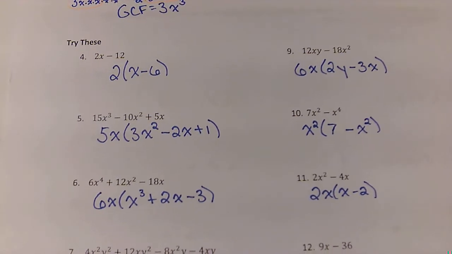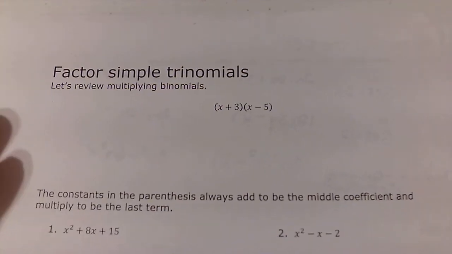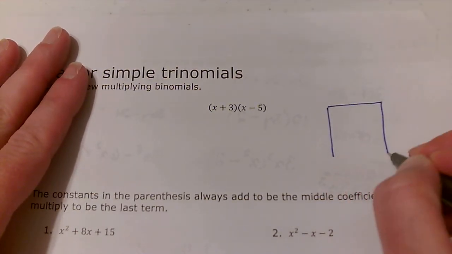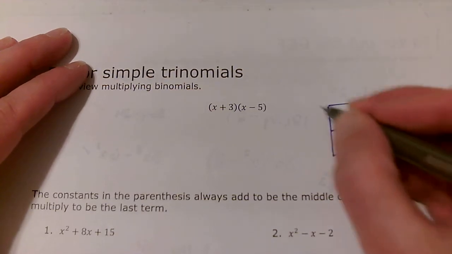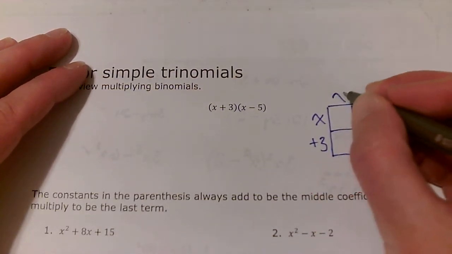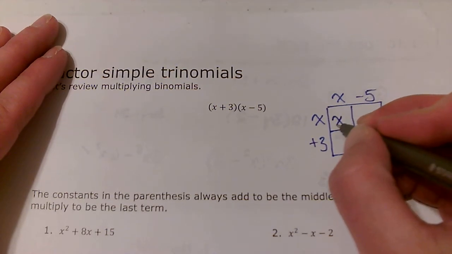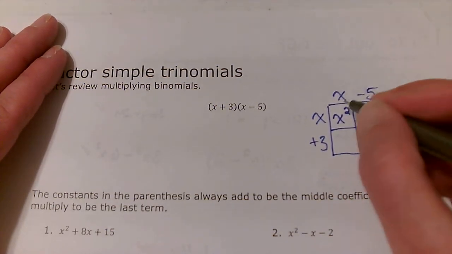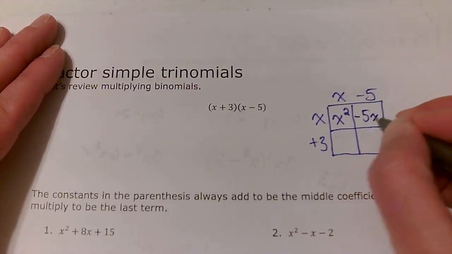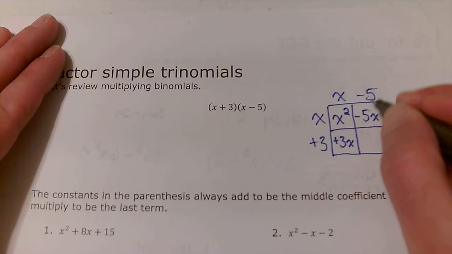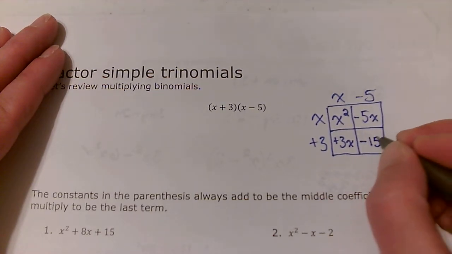Now the second way we can factor, because it wasn't always just distributing one thing, sometimes we were distributing twice. So if we turn it over, let's review multiplying binomials. So I'm going to use that box method because I like it. X plus 3, x minus 5. When I multiply x times x, it always gives me x squared. And then this was a negative 5x. And this is a positive 3x. And then 3 times negative 5 is negative 15.